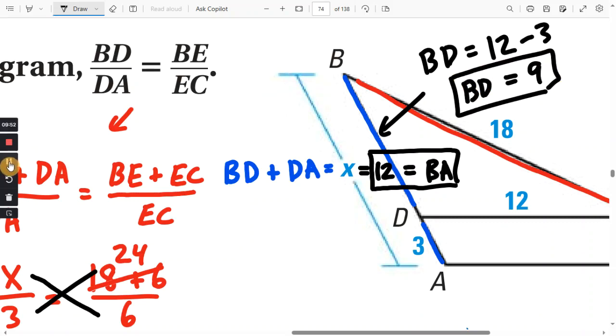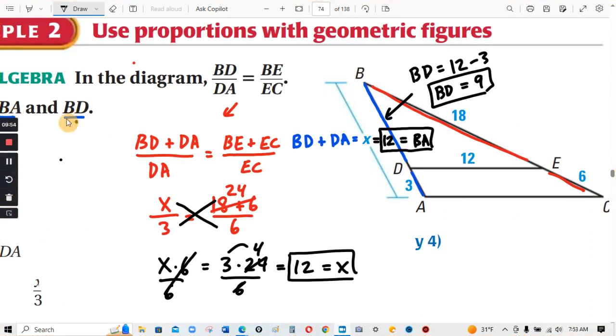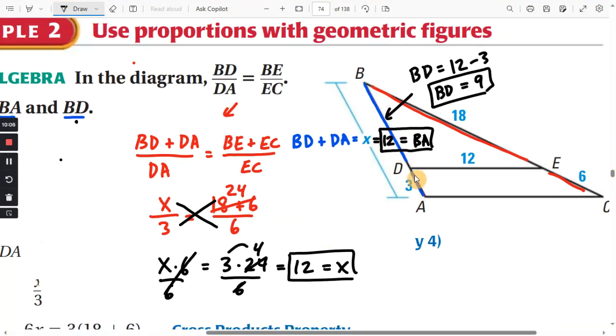All right, so that's it. They asked for BA and BD. BA was the whole thing, that was the same as x. We solved for x and got 12. And then BD was just this one up here, 12 minus 3.